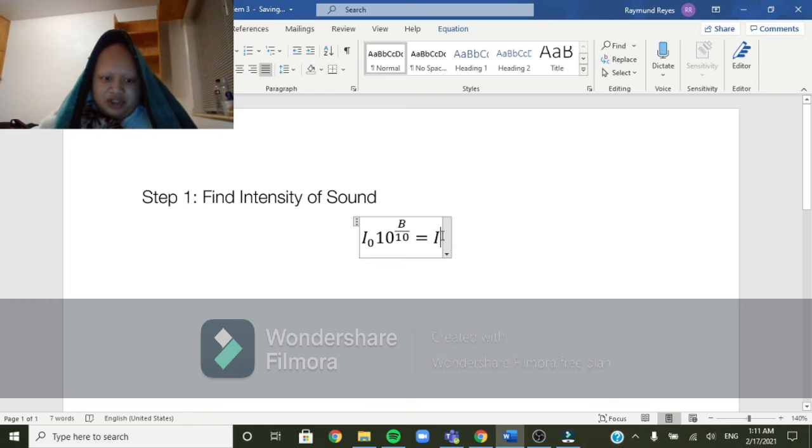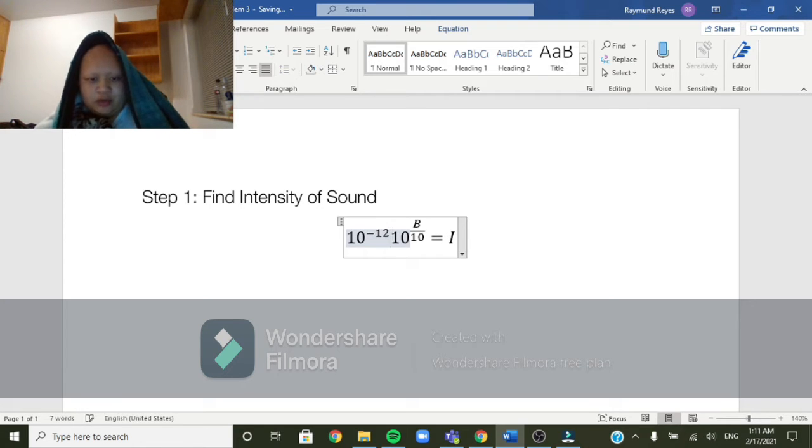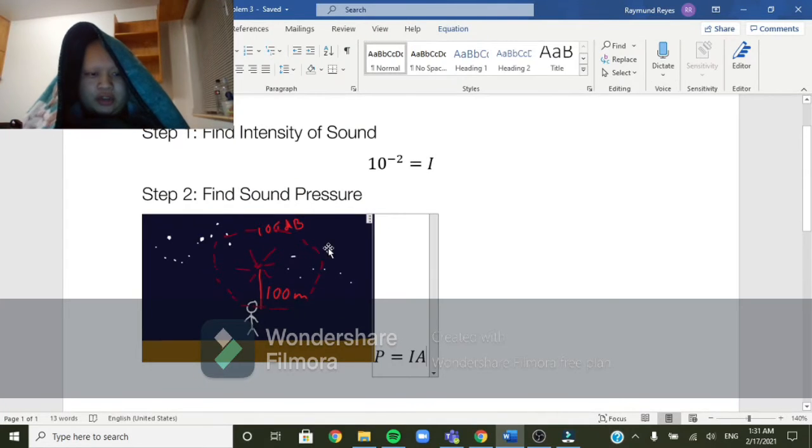Since we've got the equation for the intensity of the sound, we can plug in the numbers. 10 to the negative 12 is the threshold, and E equals 100. 100 divided by 10 is just 10. By the way, I actually lied. We are actually finding the sound power, not pressure.